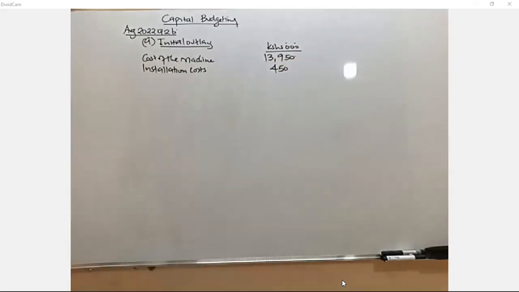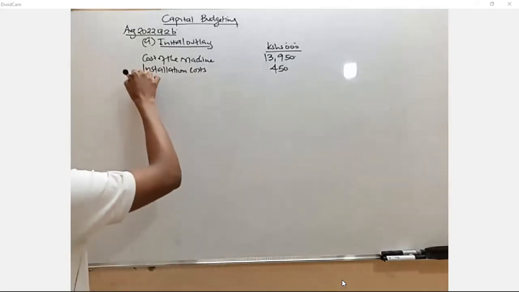Then, as you continue that statement, we are being told the machine will have an economic life of 6 years, but will require an overhaul at the end of the 4th year. The overhaul will cost 1125. So let us calculate the present value.